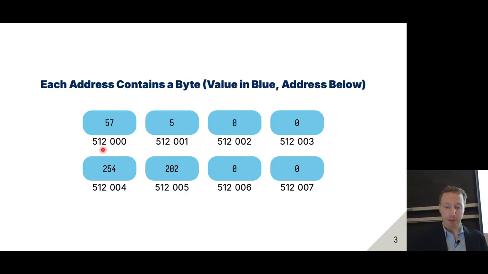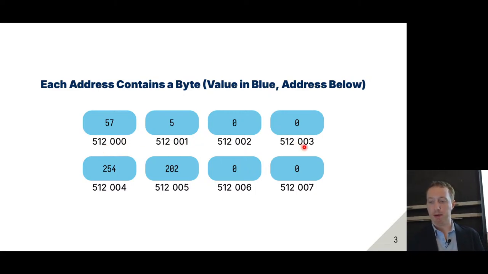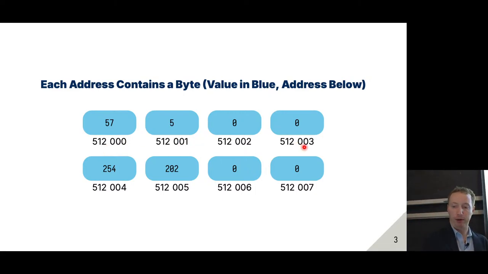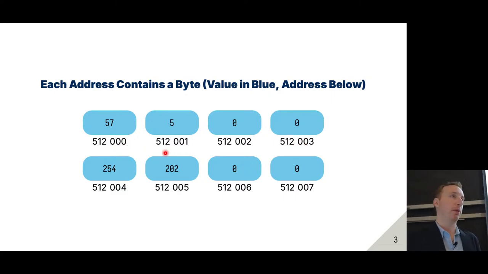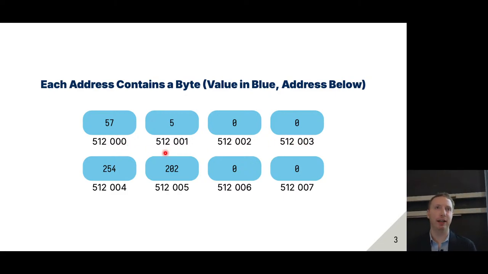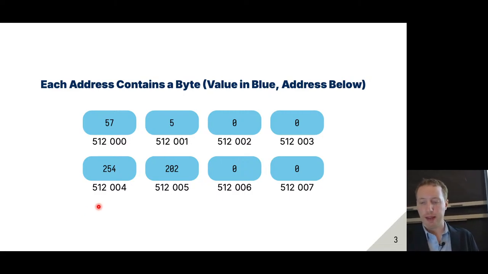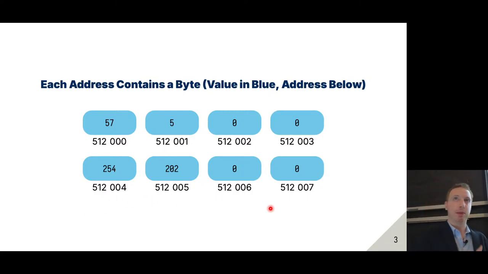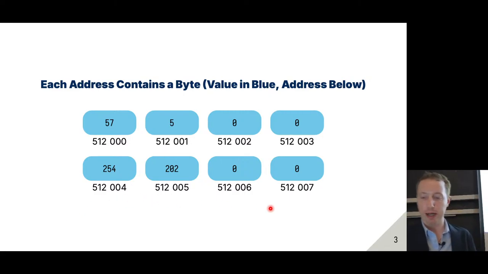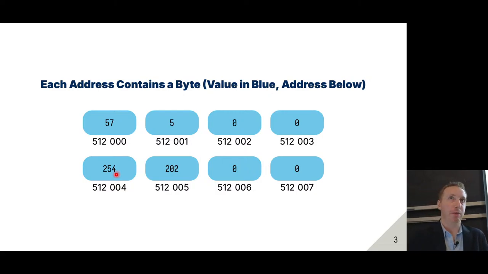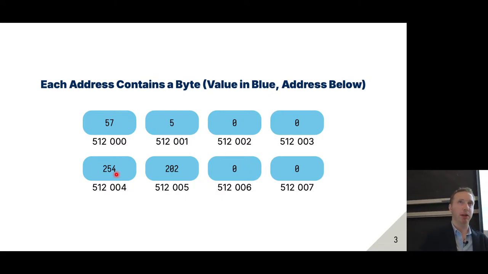So this is how memory would look. There might be different values. In this case, we have 4 bytes across the top, and the address just goes up by 1. It's like the address of a house, although these always go up by 1 instead of odd numbers on some street. Then we'd have 4 more bytes at the bottom that continue along the same way. This one seems to have a bigger value, but it doesn't really matter. Each address stores a single byte.